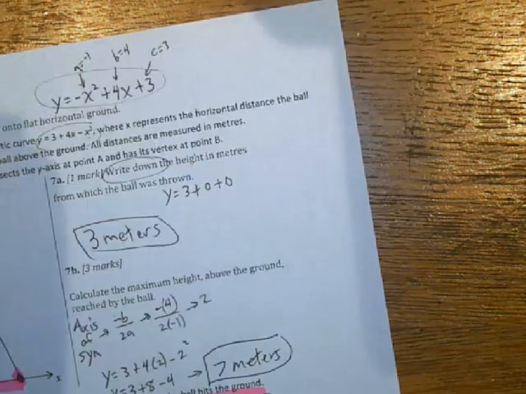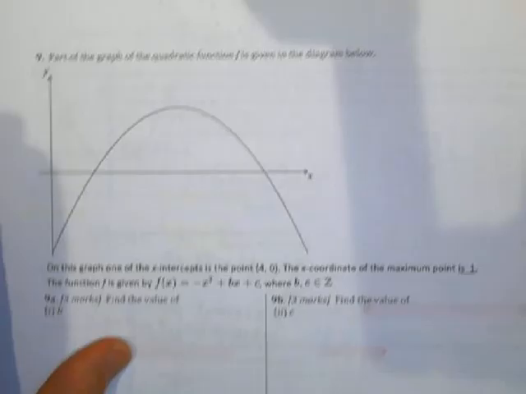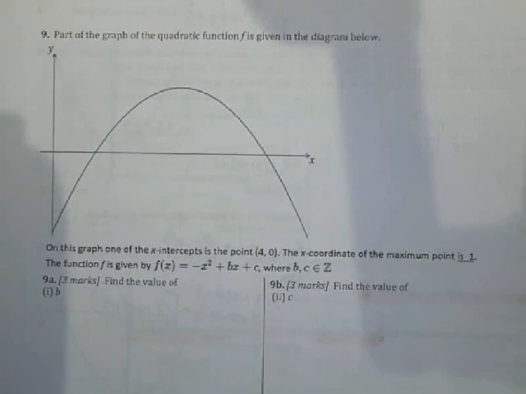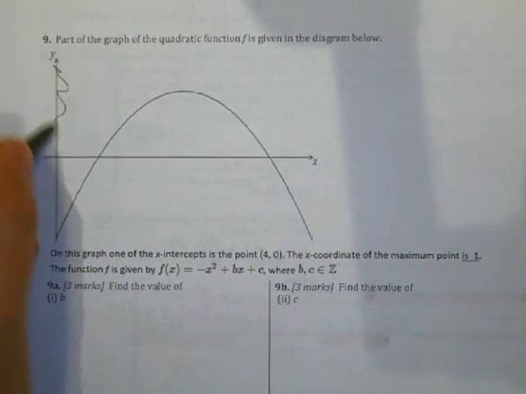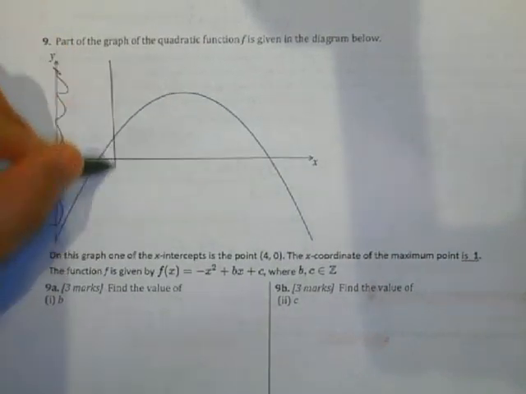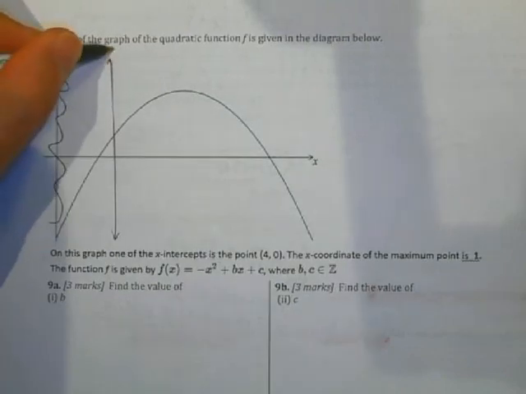What's happened here? Okay, I made a mistake with this graph. This line shouldn't be here. It crosses over here. Sorry, the y-axis should be over here.